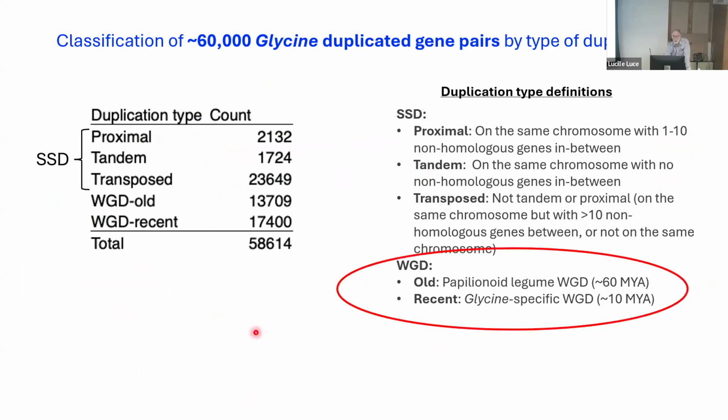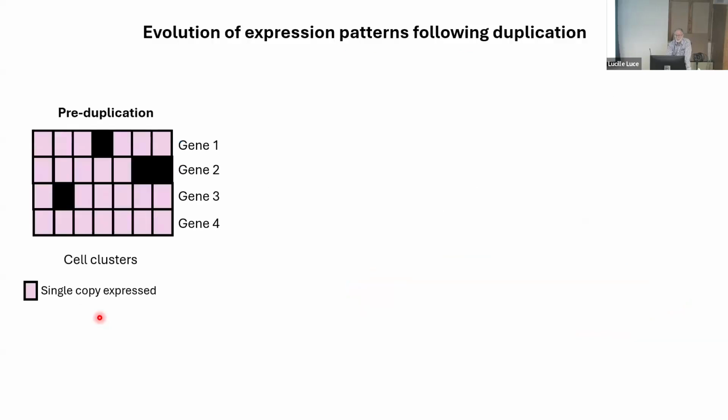The main thing I want to show is that this involves also two whole genome duplications. One that I've mentioned before is found in all the bean-like legumes. The other one is a much more recent duplication, only within the last, say, 10 million years or so, and that one is in soybean only. The other one is about 60 million years old.